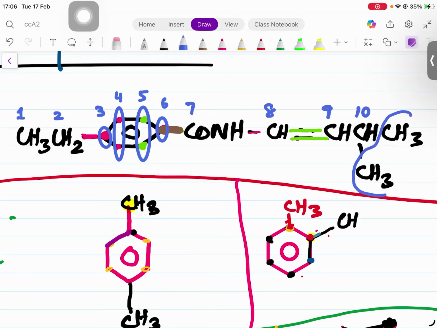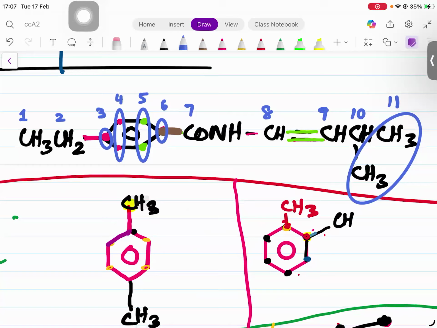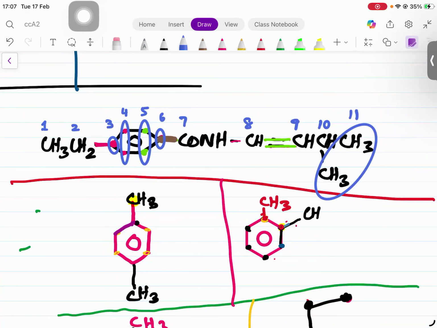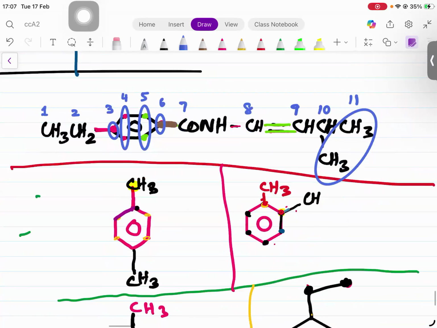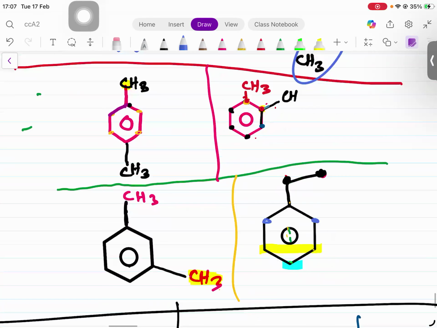But these two CH3s, they are the same because both of them are attached with CH. Na? They look the same. So there are 11 carbons, 11 peaks. Musa, you were right. Now, can you please draw these 4 structural isomers and tell me the peaks? First, draw these 4 structural isomers for one compound.